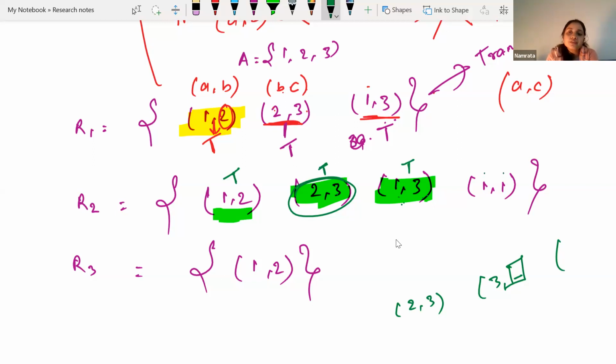1 1 is there. Whenever we are having ordered pairs like this, 1 1, 2 2, 3 3, 4 4, don't focus on that one. That is transitive, that is symmetric. Okay, so this one is transitive. So we can say this is also transitive. Is it clear? This way only we will be doing it.